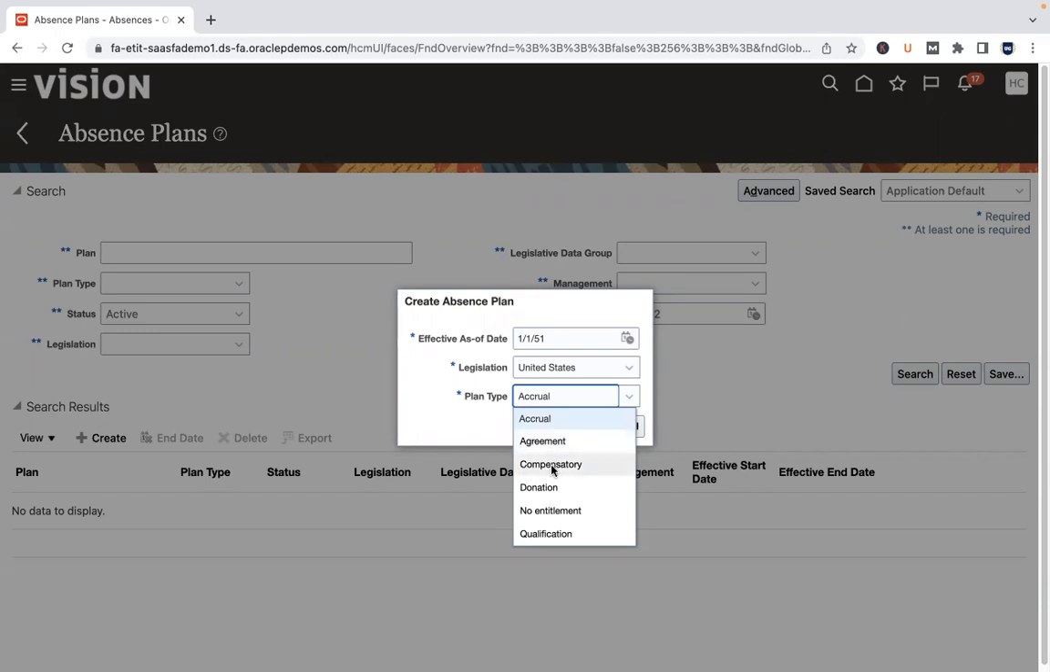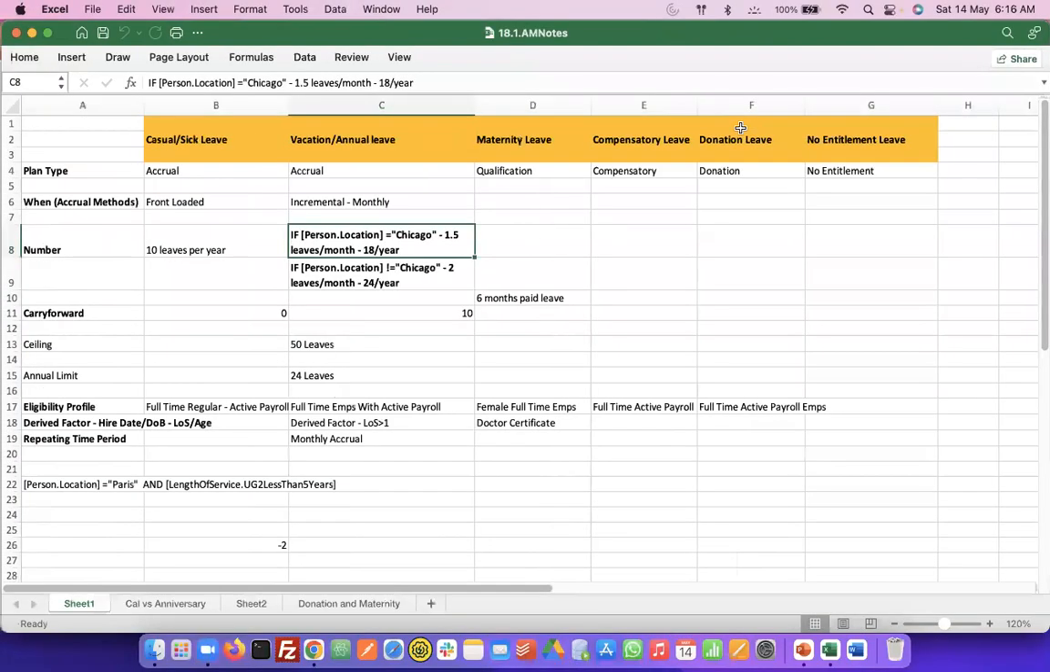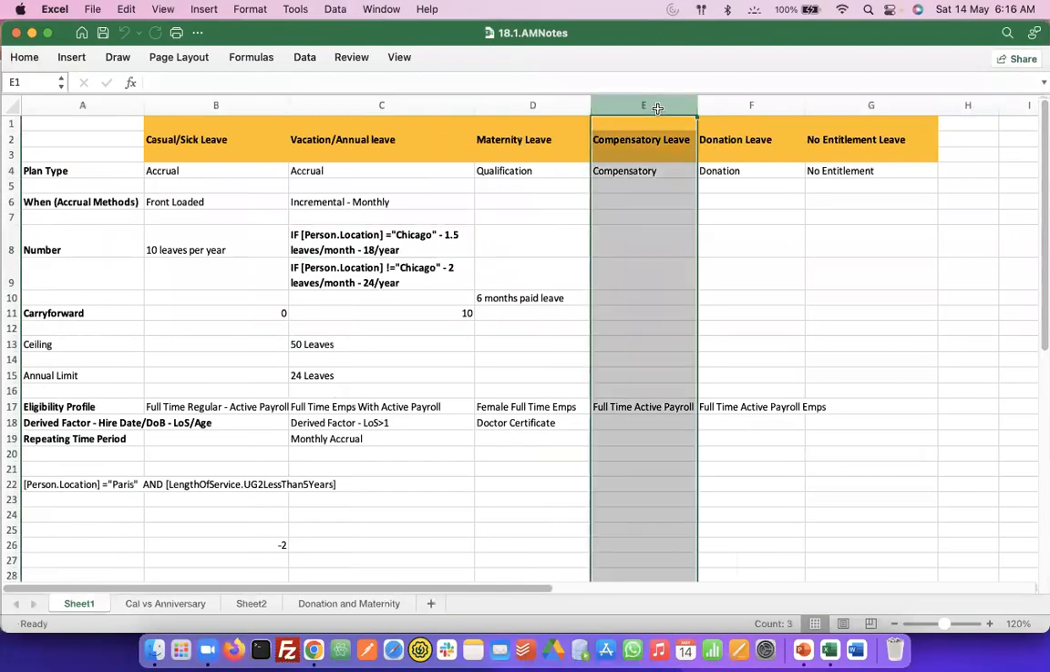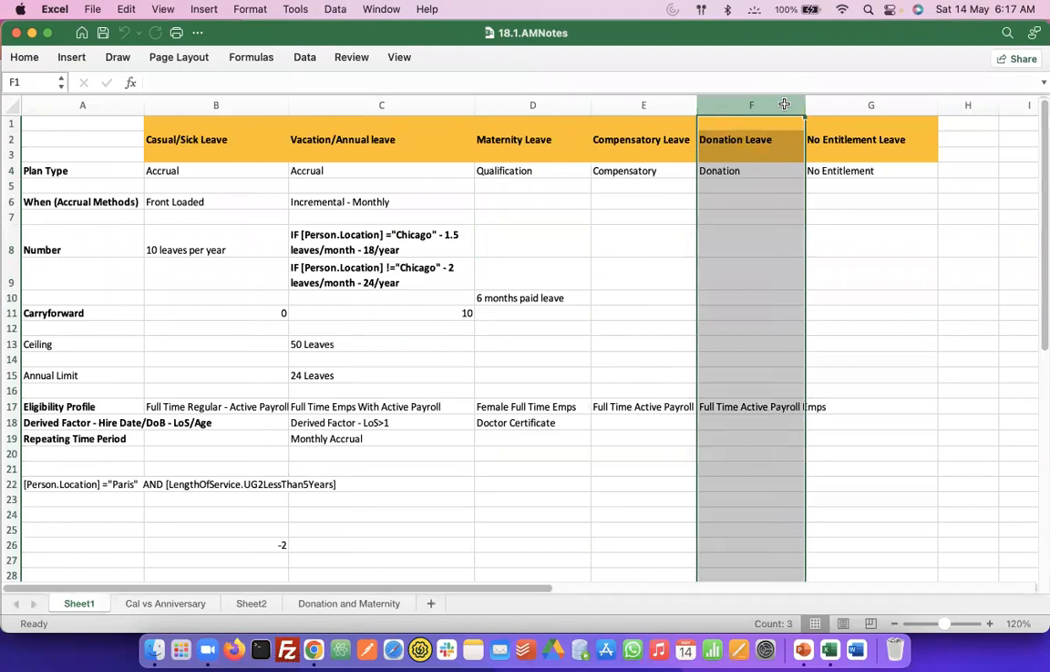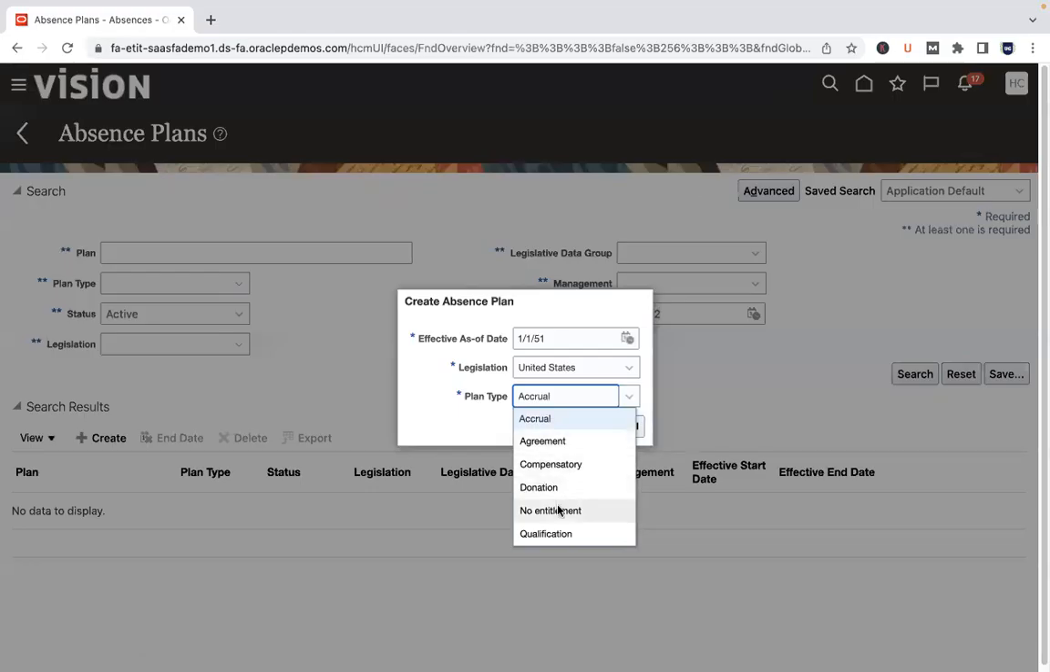We'll see how compensatory leave plan works. Compensatory is like a comp off that I explained yesterday. You work over the weekend, and you inform your manager or HR specialist. They add 1 leave balance to your account so that you can use it when you take your next absence. Donation can be used for donating leaves. Employees can donate leaves to one another if required. No entitlement plan is just to capture that an employee has a long period of absence without any entitlements. Qualification, a classic example is maternity leave. So go ahead with accrual for the first time.